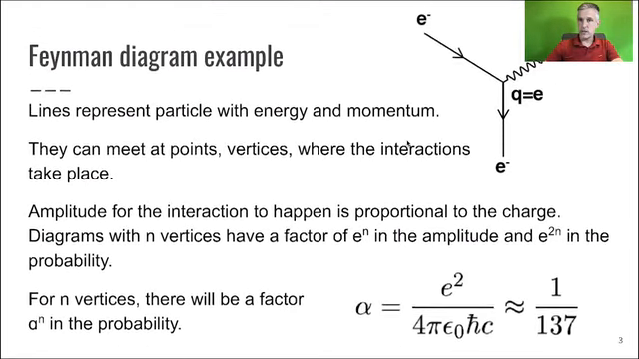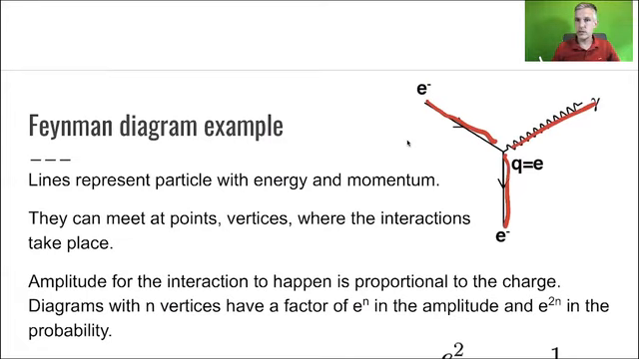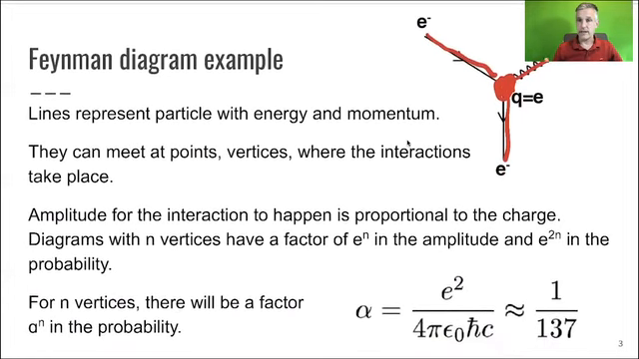Here's one example of a diagram. Let me just put this down here so you can see it. This is an electron radiating a photon. You see components like these lines here. Those represent particles with energy and momentum. We also want to consider the spin. And they meet at a point. This point is called a vertex, and this is where the interaction takes place.